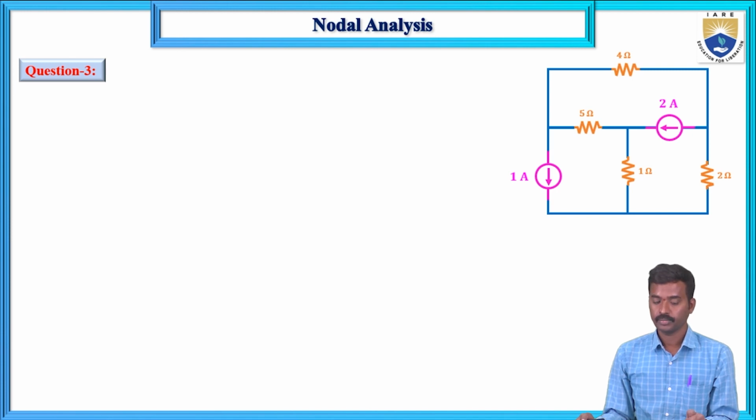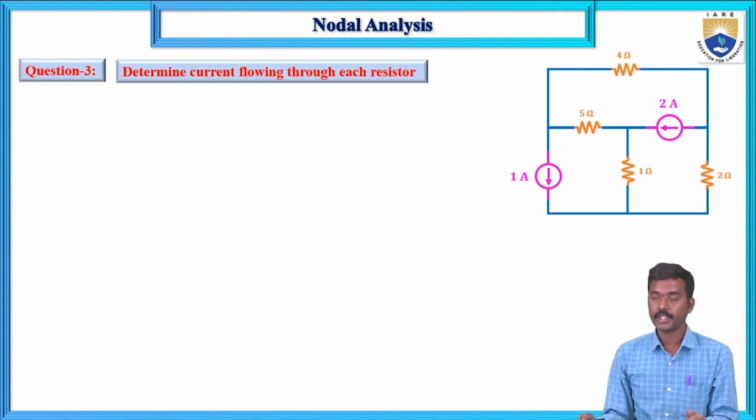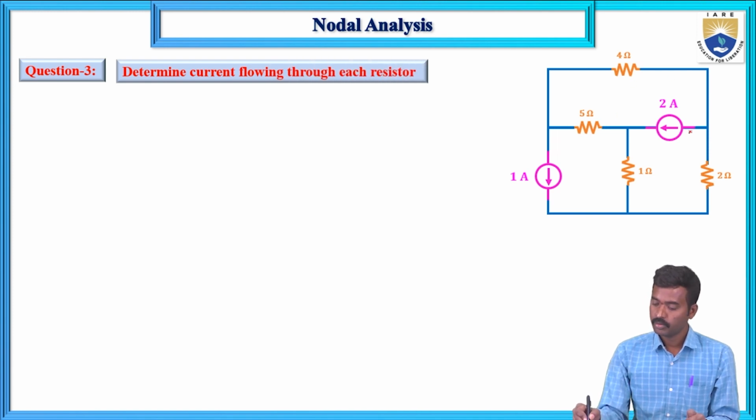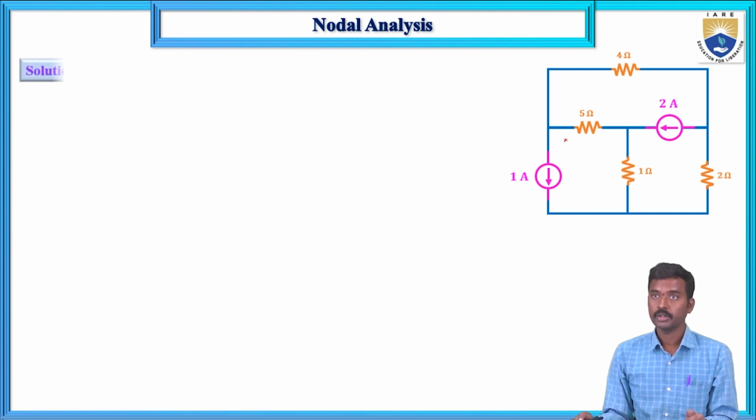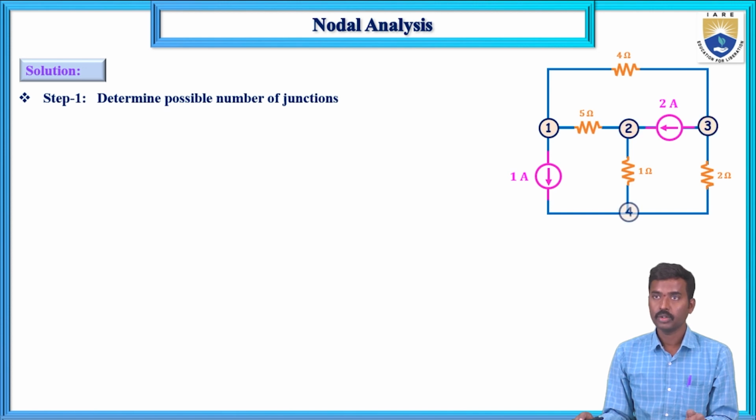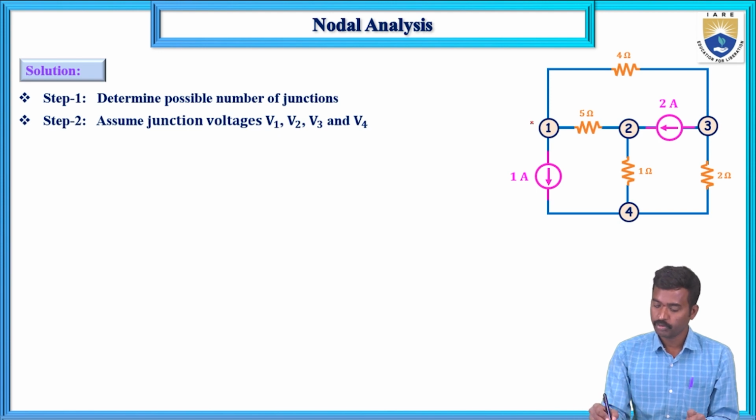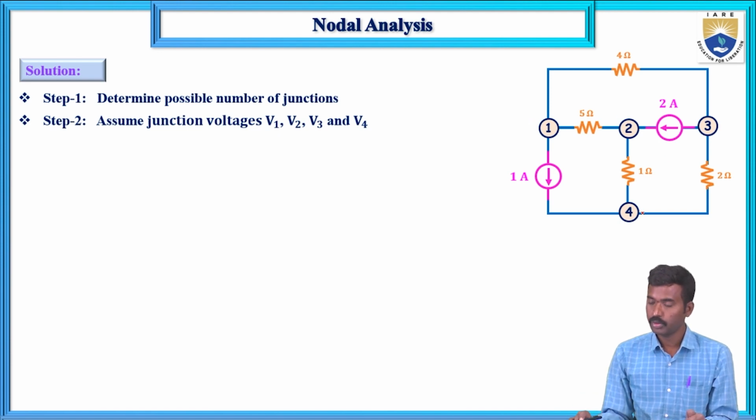Question number 3. Current flowing through each resistor. In this, how many branches and how many junctions in total? Junction 1, 2, 3, 4. So assume the junction voltages V1, V2, V3, V4, and select one junction as a reference junction, that voltage equals 0.